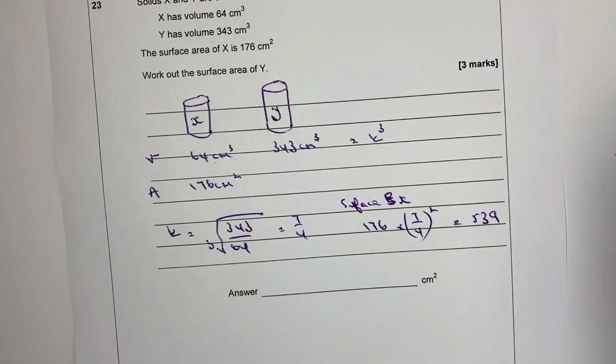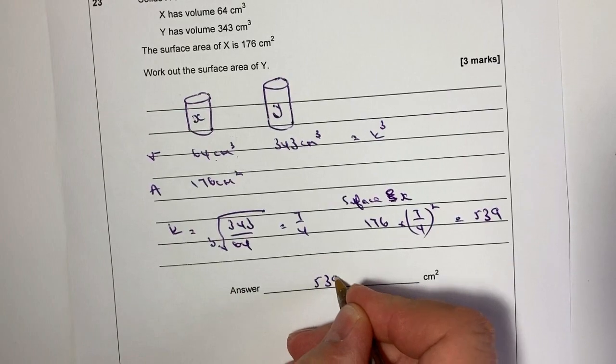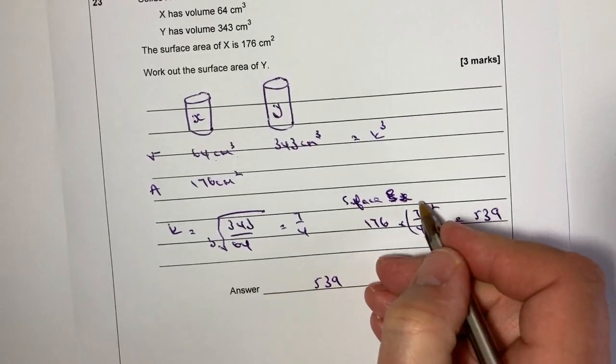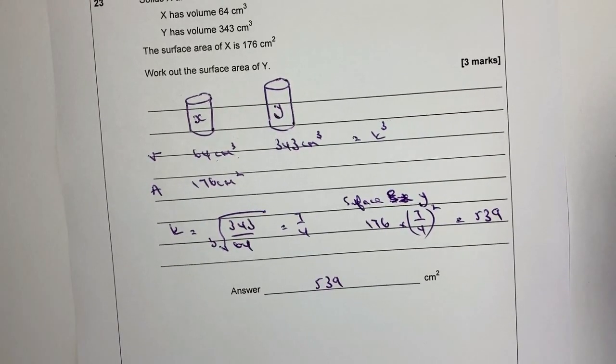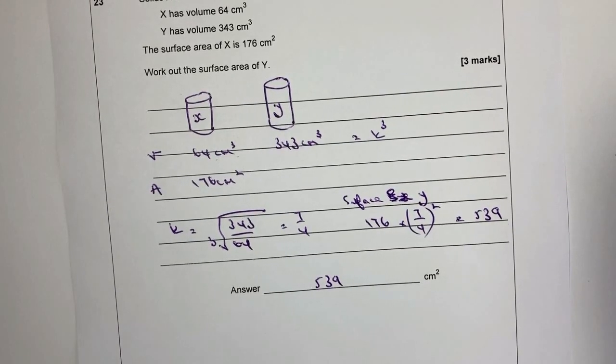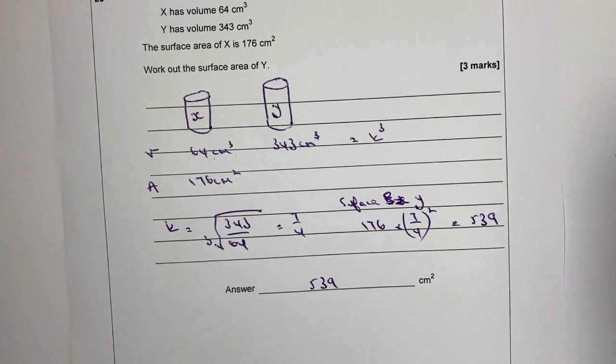The surface area of Y is going to be 539. I still keep getting that wrong, don't I? So that would be Y. Surface area of Y is going to be the surface area of X multiplied by the scale factor squared. Okay, hope that's all right for you.